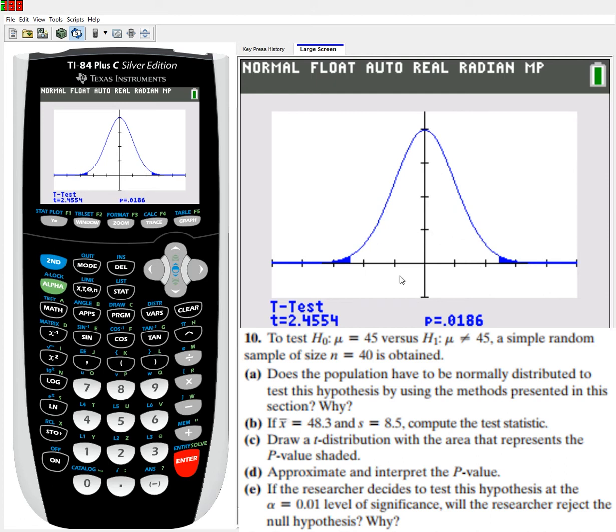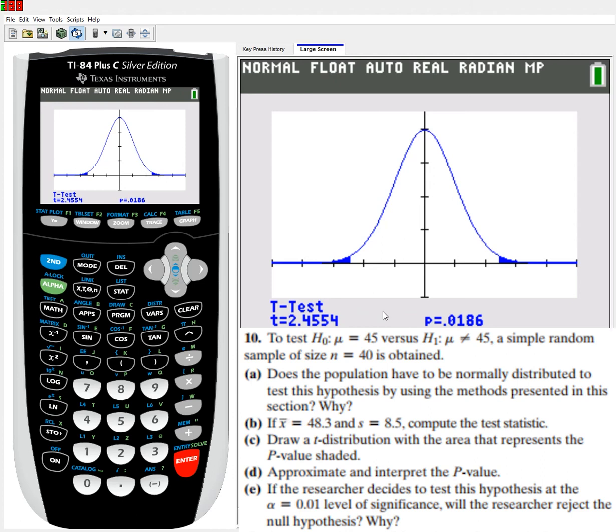So we have B done. We calculated our test statistic. We have C done. This is the t distribution. Note it's centered at 0, so it's already adjusted. And for D, we approximated the p-value. Now, we would interpret this as the likelihood of seeing something as extreme or more extreme than what we observed. We are assuming that the mean is equal to 45, but our mean was 48.3 from the sample. We wanted to see how extreme that would be compared to the mean of 45, and we find that there's about a 1.86% chance, according to my p-value, of seeing something as extreme as what we saw, on either end in this case.